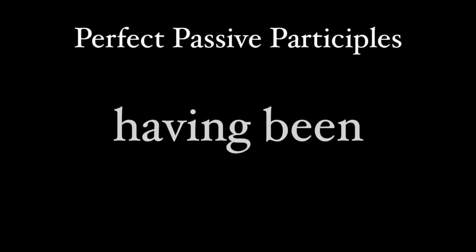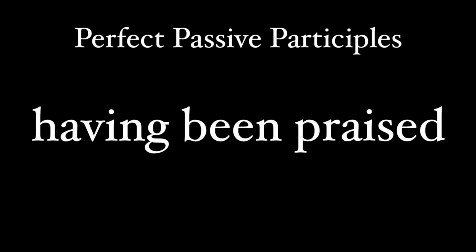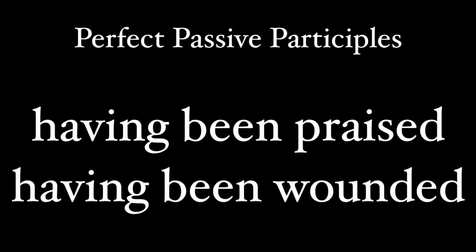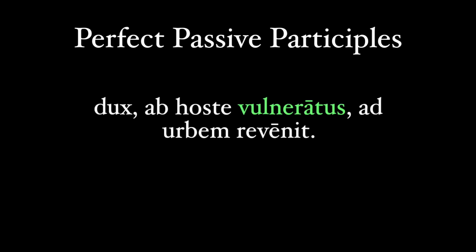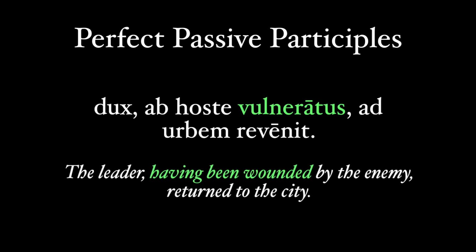So I said before that you can translate perfect passive participles with having been, like having been praised or having been wounded, or just even the -ed form of the word, like praised or wounded. So here, dux ab hoste vulnerātus ad urbem revēnit. The leader, having been wounded by the enemy, or you could just say wounded by the enemy, returned to the city. The having been wounded describes the dux, the leader.